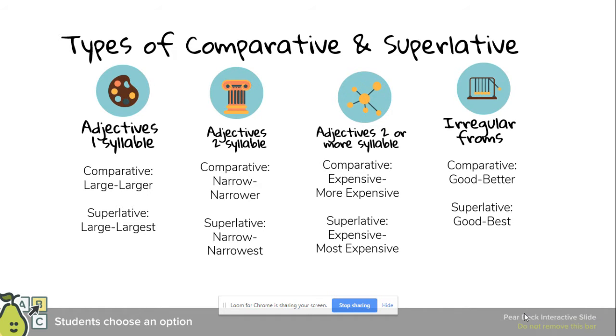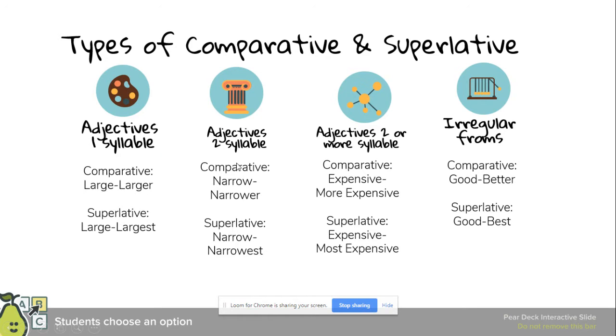So we just jump to the types of comparative and superlative so that the explanation can be easier. Basically, there are several types, and this is some of them. Okay, adjectives with one syllable. The comparative form is large changed into larger, while the superlative large becomes largest. Okay? So one syllable is a word that is pronounced with one syllable. Syllable, right? Like large, big, small. Those are one syllable words.